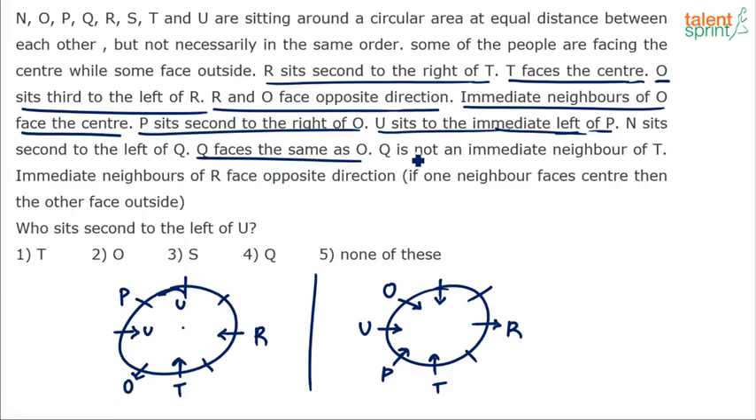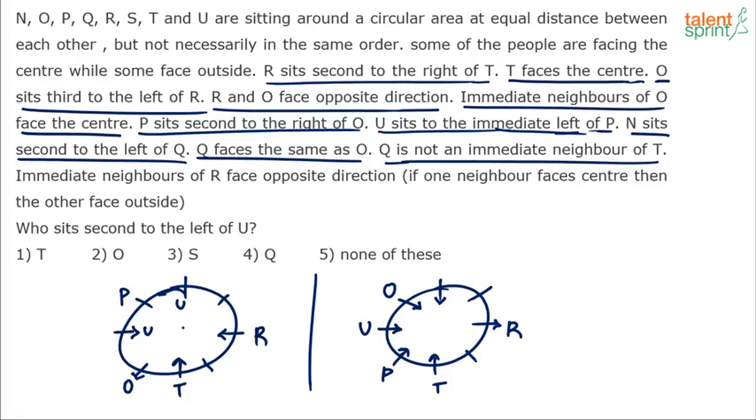In fact, if I look at the next point also, it says Q is not an immediate neighbor of T. See, all these 3 points are with respect to Q. So let's take all 3 of them together. What do we know? Q will face the same direction as O. So here O is facing outwards, Q also will face outwards. Second point is Q is not an immediate neighbor of T. And the third point is N sits second to the left of Q. So let's use the combination of all these 3 to find out where Q and N will sit.